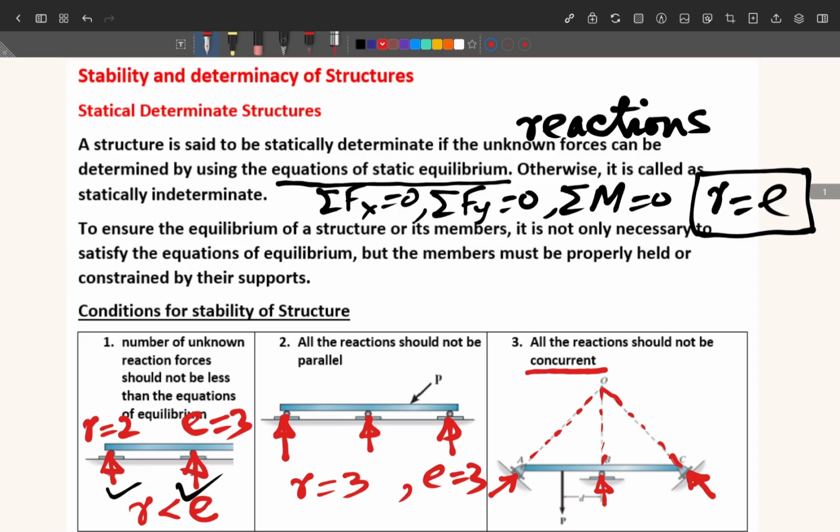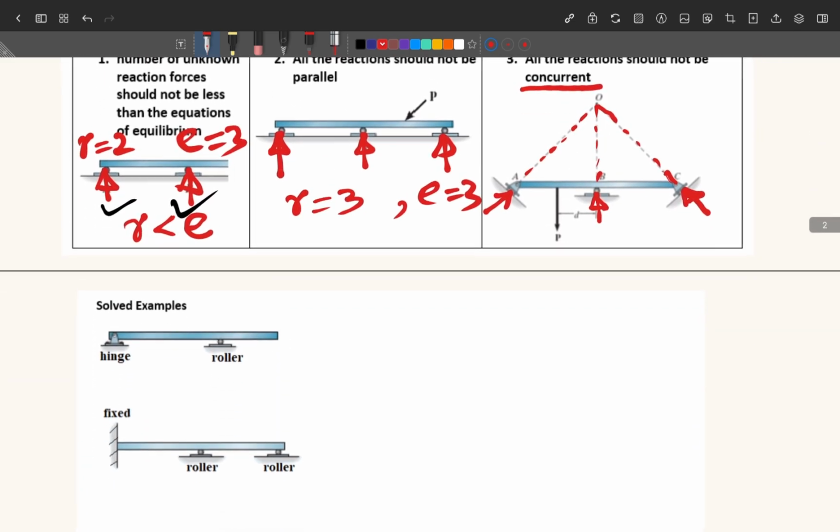All reactions should not be parallel, and all reactions should not be concurrent. So these are the three conditions. Now we will solve some questions to determine whether a structure is stable, unstable, statically determinate, or statically indeterminate with the help of these examples which are given below.